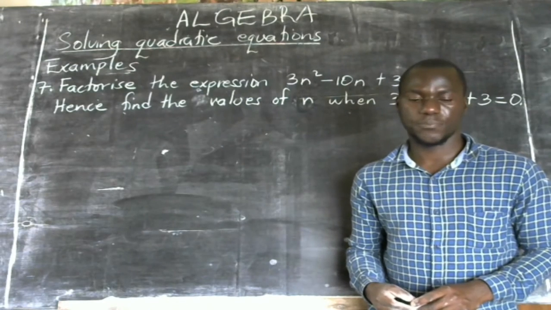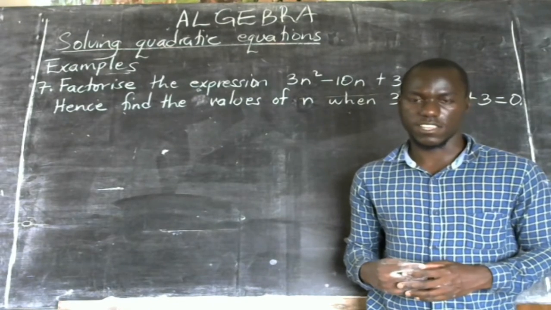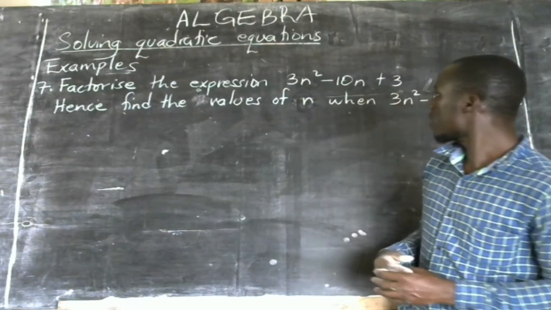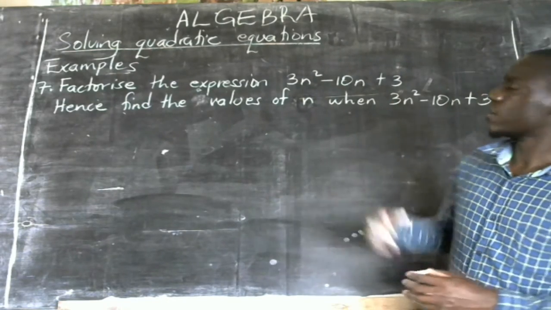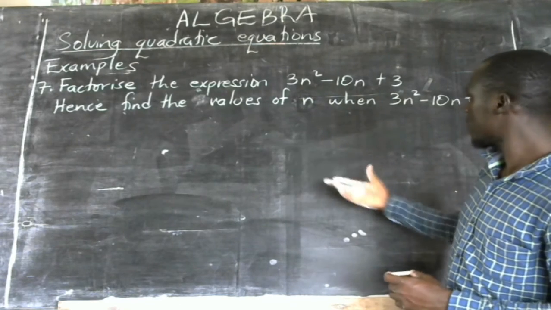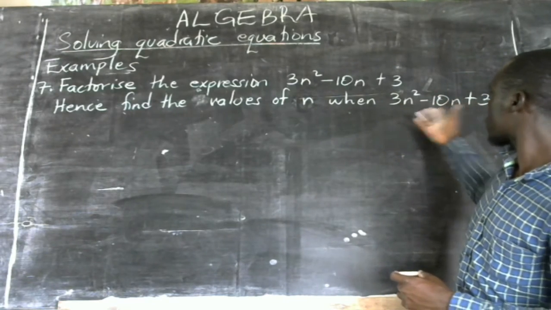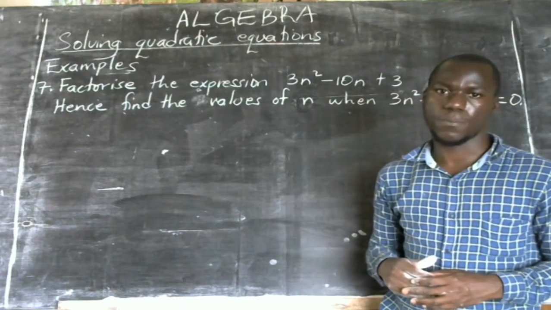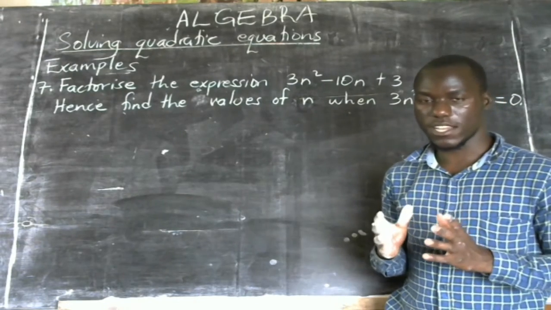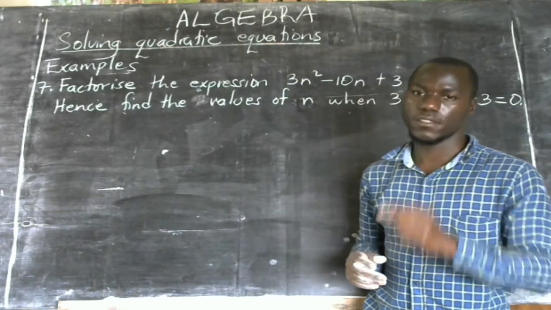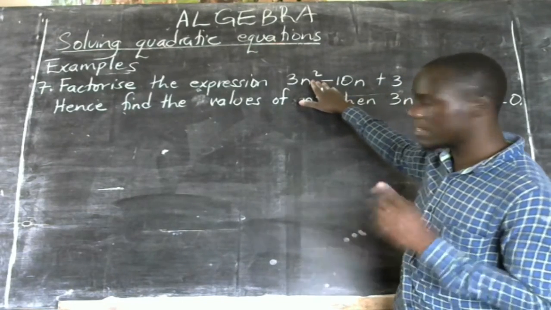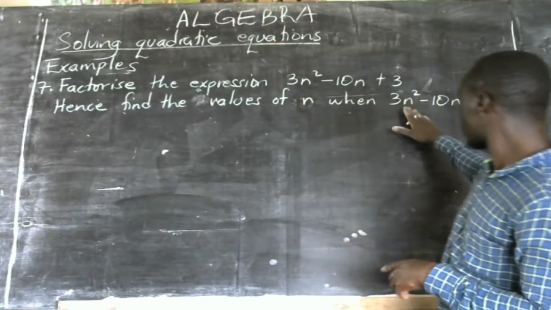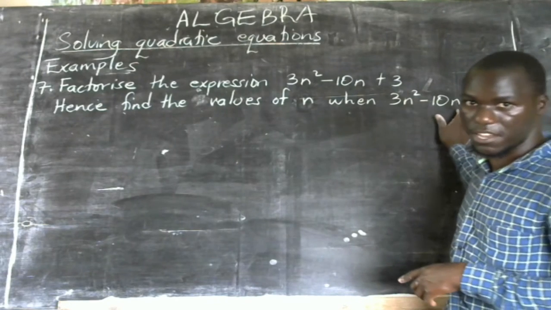Example 7. Factorize the expression 3n squared minus 10n plus 3, then hence find the values of n when that expression is equal to 0. Now this one here has two questions in one. The first one, factorize the expression alone. Then the next one, solve this equation here.